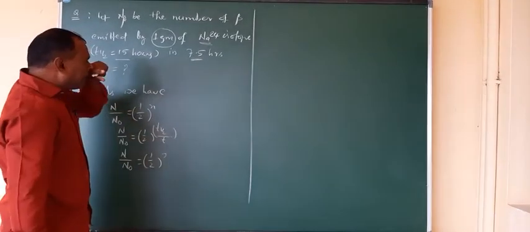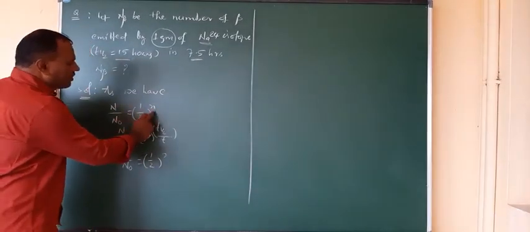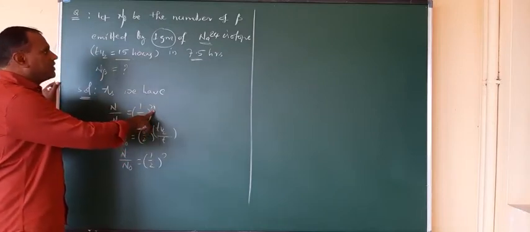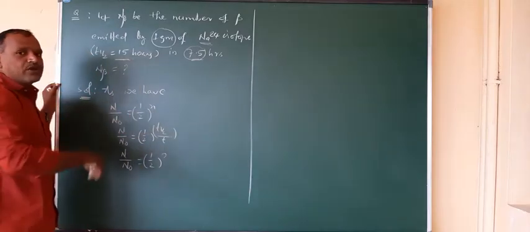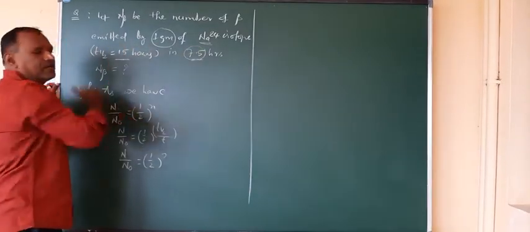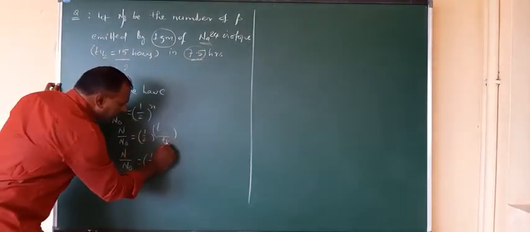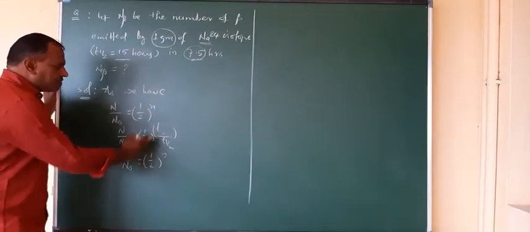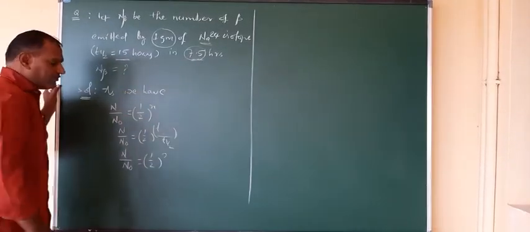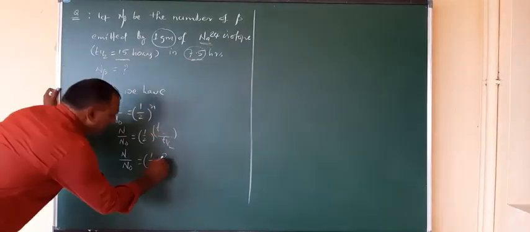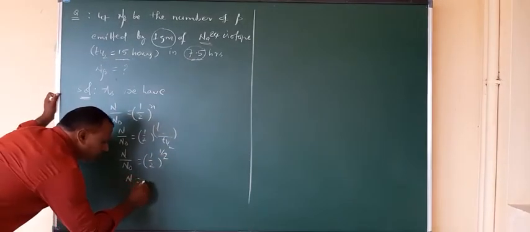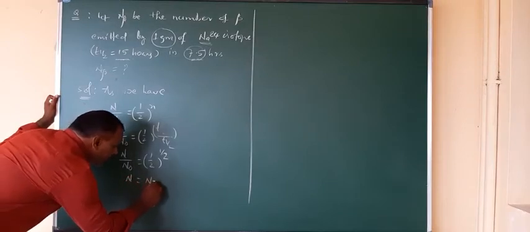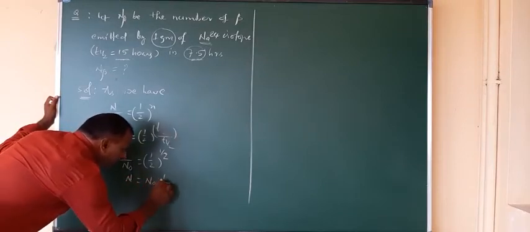we require the number of half-lives. Here this is the time interval and this is the half-life. The number of half-lives is the time interval by T half. Correct? So the time interval is 7.5 divided by 15, which becomes 1 by 2. So you can write N is equal to N naught times 1 by root 2.